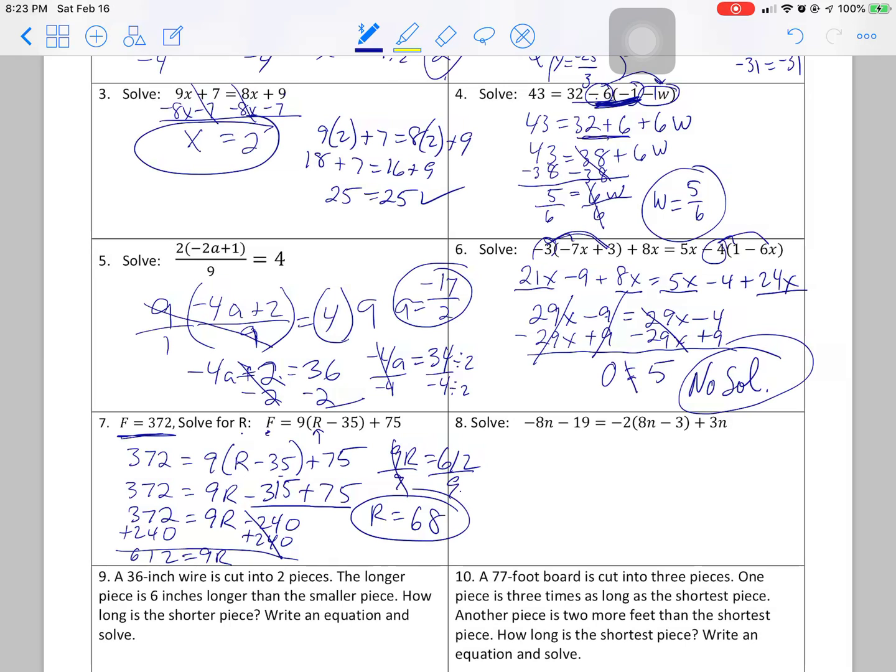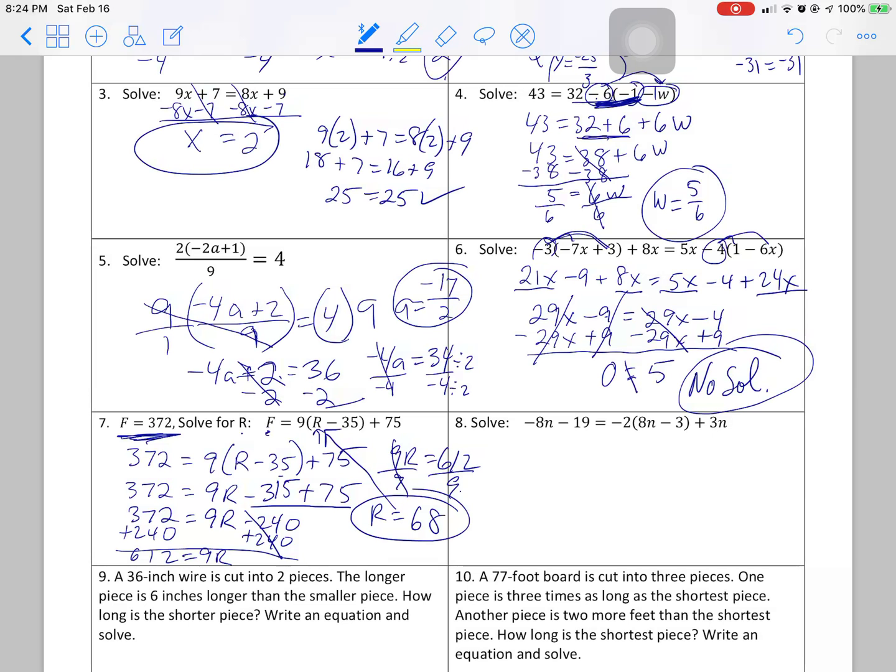So the whole thing goes in. Okay, and you can always put this back up in here and go 68 minus 35. Let me try it with my calculator. 68 minus 35 equals 33 times 9 equals something plus 75 equals 372. Okay, so that is correct.